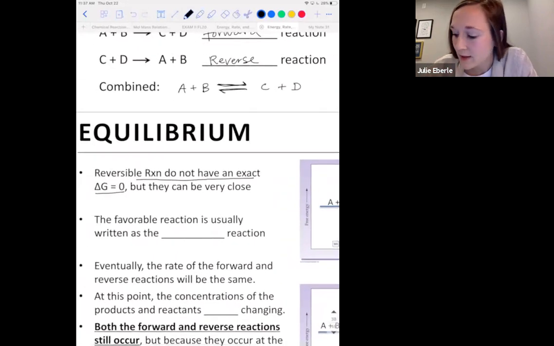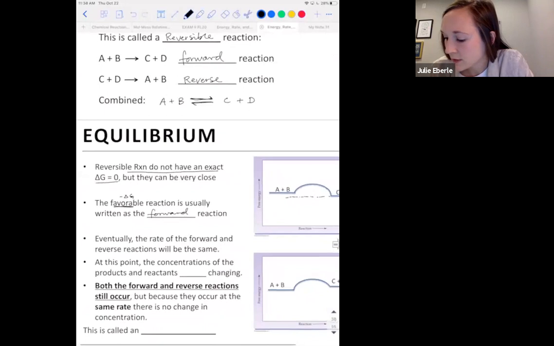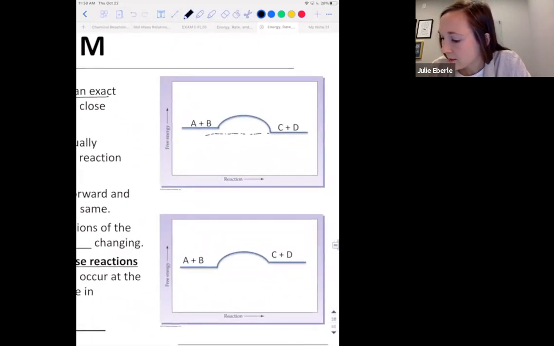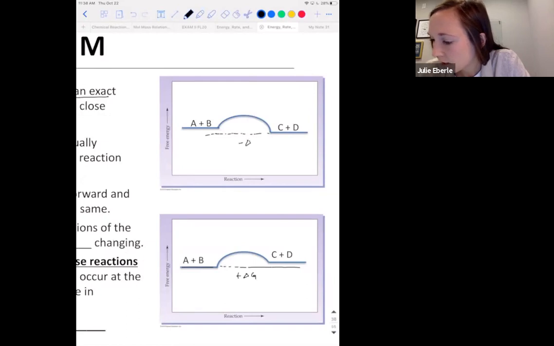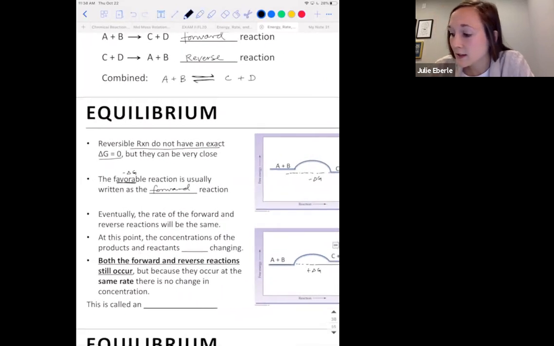And when you have this, the favorable reaction, favorable meaning the one with a negative delta G, is what we write as the forward reaction. I'm being technical here, but I want to define this for a reason. You can see here it's a little more exaggerated. Maybe this time A and B is a little bit lower. So this one, the delta G would be positive, and this one, the delta G would be negative. But the one that's the negative delta G is the one we write as the forward reaction.